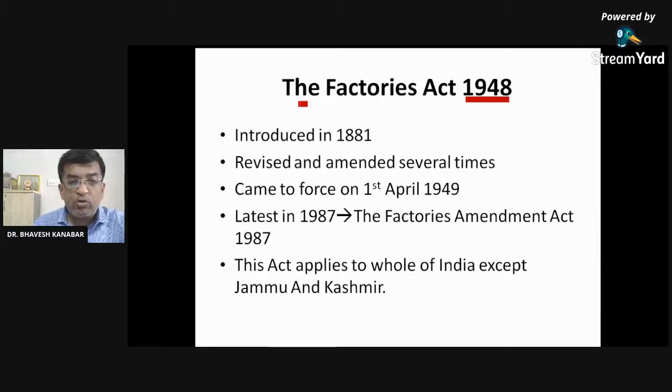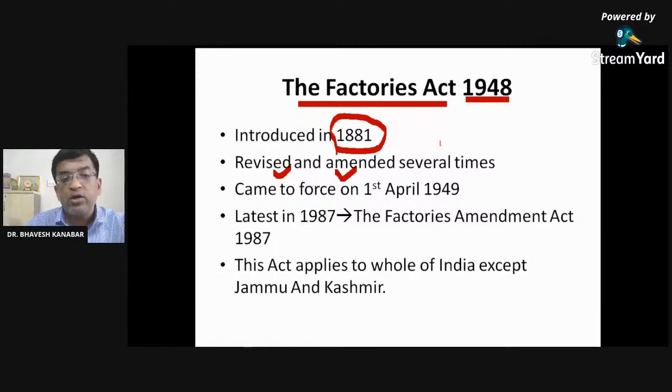This is known as the Factories Act 1948. It was initially introduced in 1881, and it has been revised and amended several times. Amendment means new addition or deletion. It came into force from 1st April 1949, so for about 70 years this Factory Act has existed.